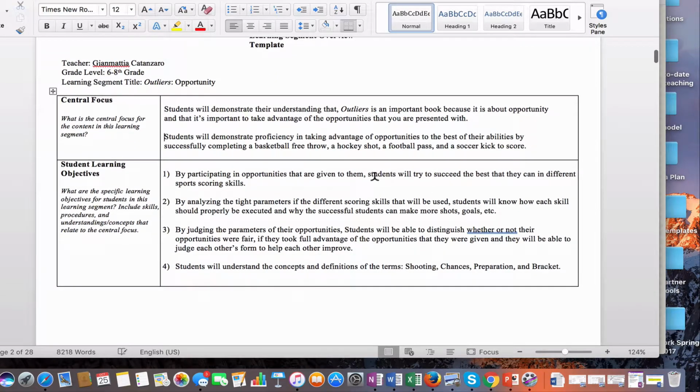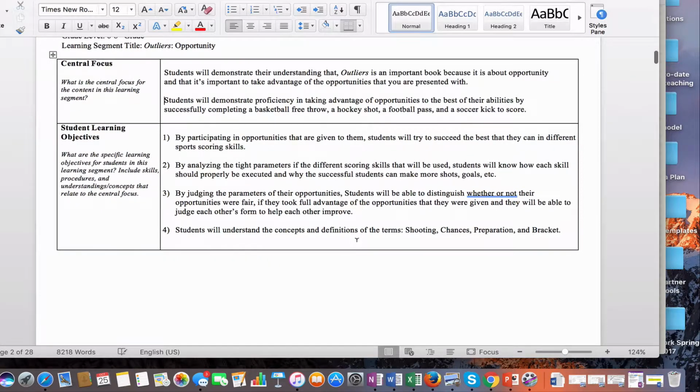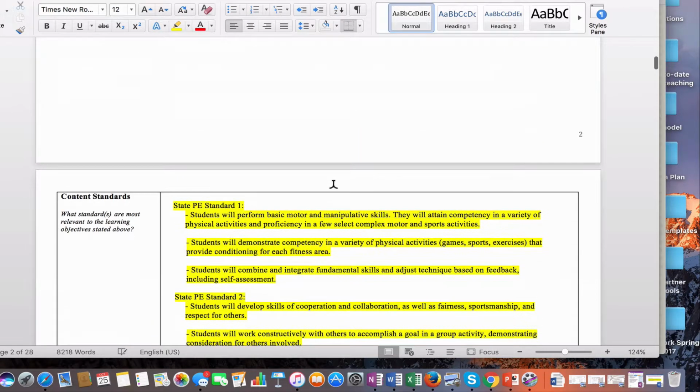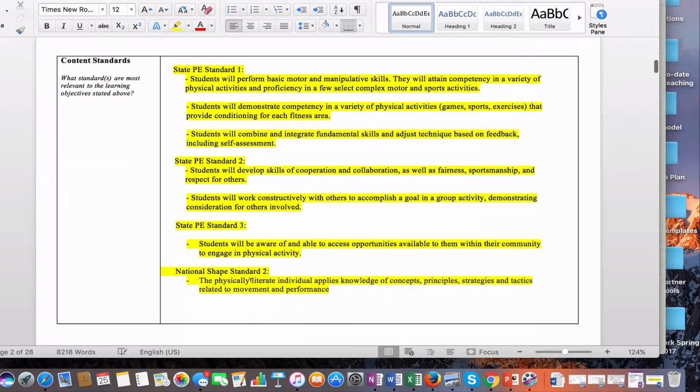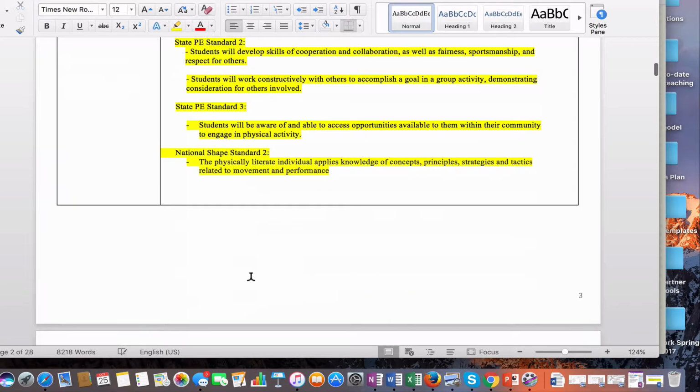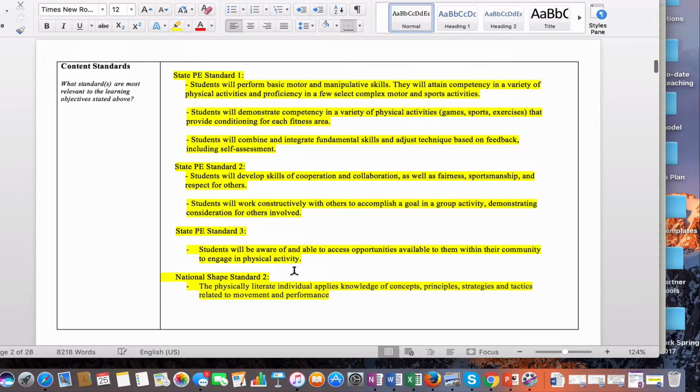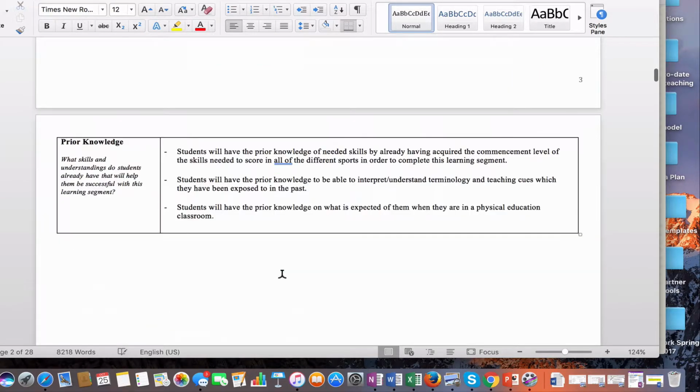Then he has his learning objectives. Okay, so these are the goals that he hopes his students will learn as they work through the lessons that you don't even have to think about creating yet, because we're going to do that together. Then he has his content standards, and notice this is a couple years ago, so he doesn't have his ELA standards, but he's got his shape standards. And then you can read through the prior knowledge.